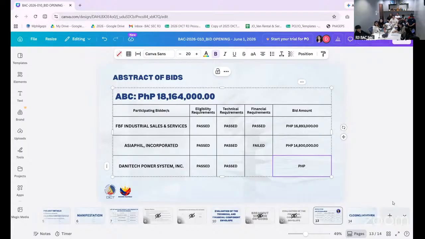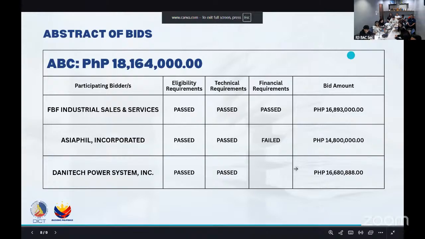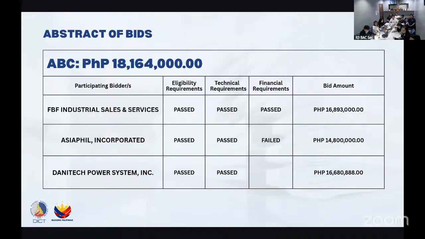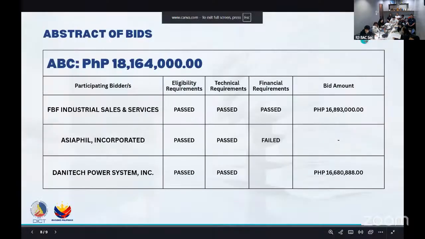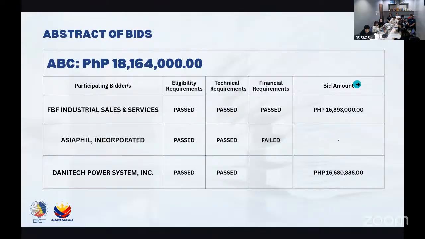So for bid four, Danitech Power Systems Inc., the bid is 16,680,888 pesos only. That's 16,680,888.00. So we'll be checking the completeness of the bid form. So the bid form is truly signed.